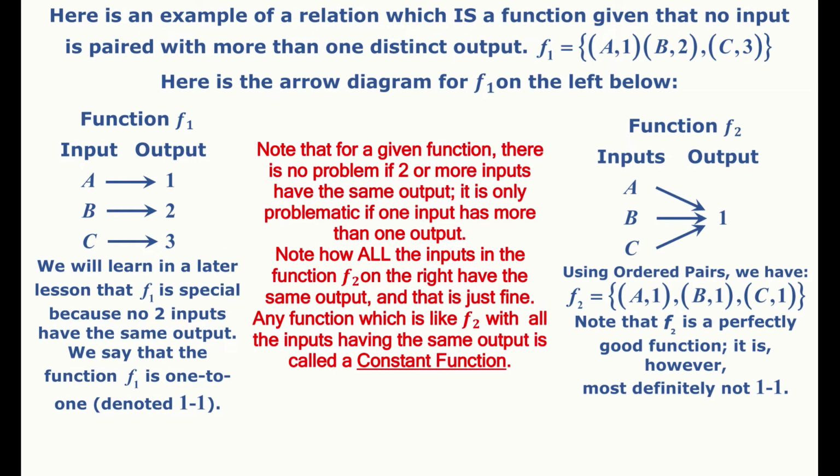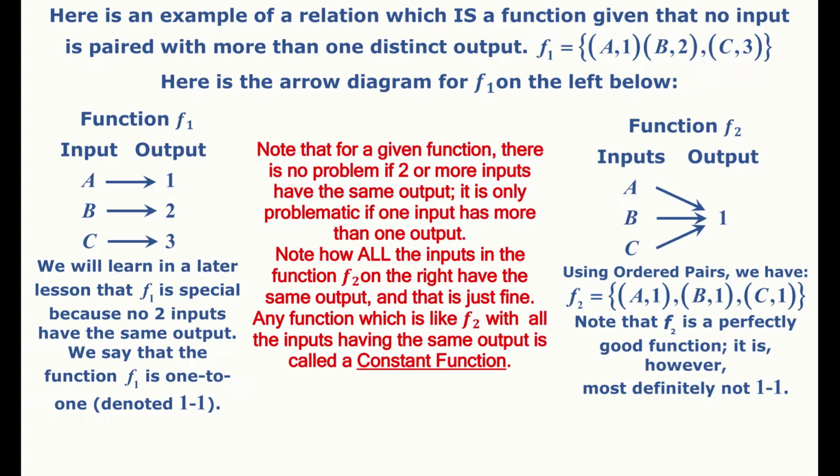Now here we'll look at an example of a relation which is a function, given that no input is paired with more than one distinct output. Notice you have three inputs, A, B, and C, and three distinct outputs, 1, 2, and 3. Now here's the arrow diagram for F1 on the left here. A is being paired with 1, B is being paired with 2, C is being paired with 3.